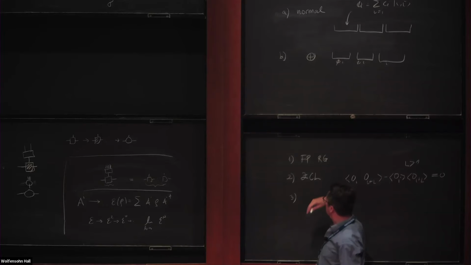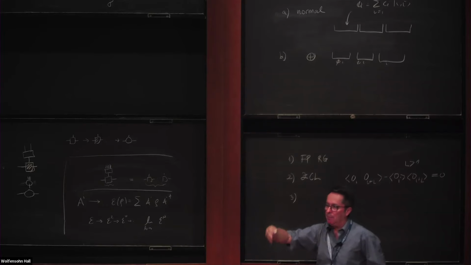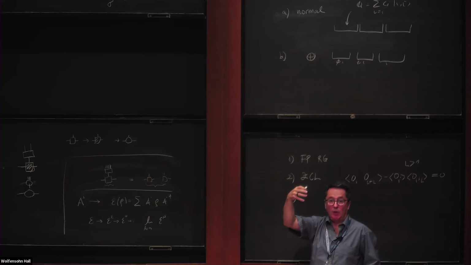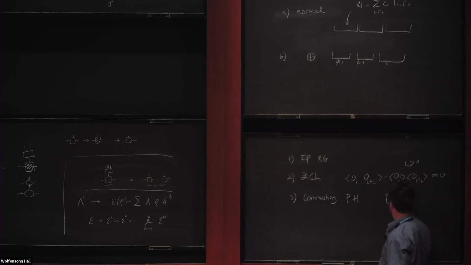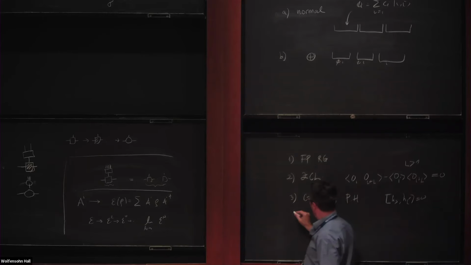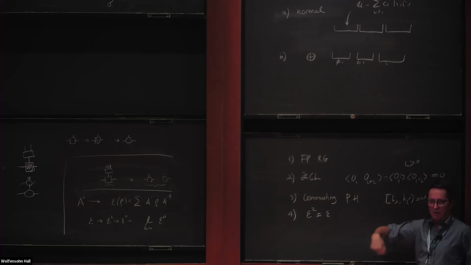So you build the parent Hamiltonian in the way that I told you, and it turns out that the parent Hamiltonian is commuting, which I defined yesterday. It means that the commutator of H lambda and H lambda prime is equal to zero. They are overlapping Hamiltonians, but they commute with each other. The fourth one is trivial, it is that E squared is equal to E. So if you compose the map with itself, you get the same map.